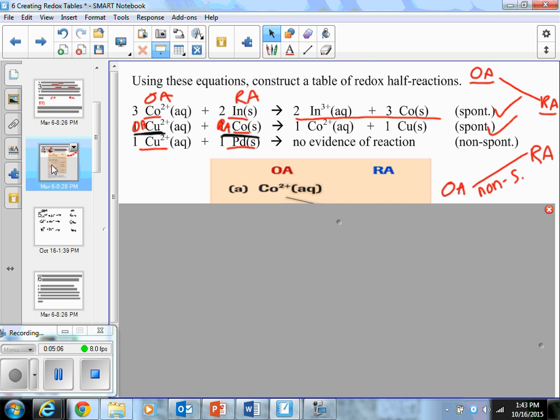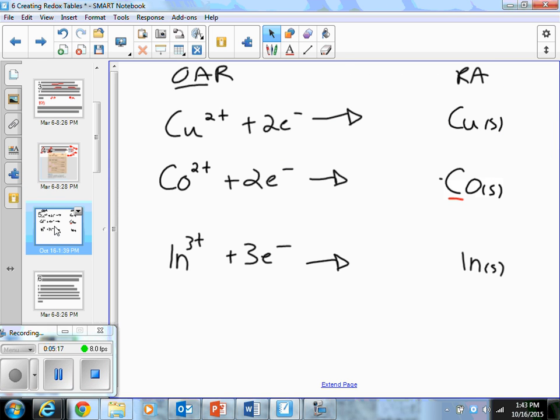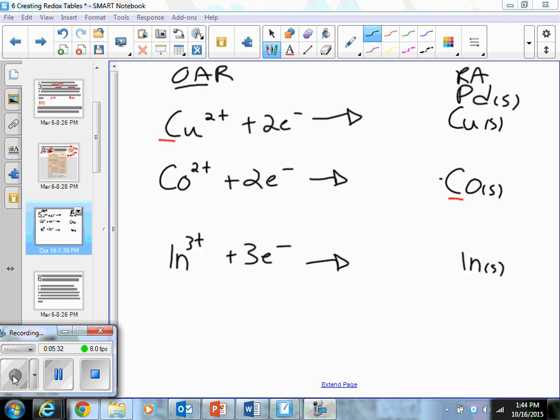Okay, my OA is copper-2 plus. My RA is solid palladium. So where's this going to fit in on our table? I already have copper-2 plus on my table. The palladium, the RA, has to go above this. So it needs to go at the very top of my redox table. The charge on palladium, Pd2 plus, plus 2 electrons gives us solid palladium. And we're done. Okay, we've now created our table.